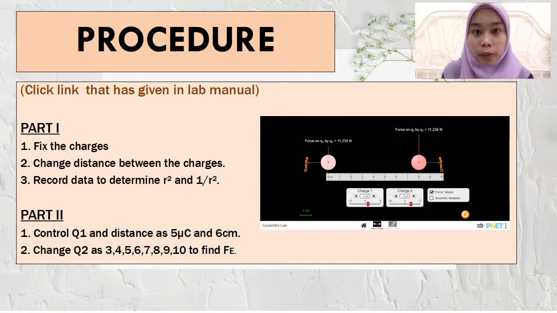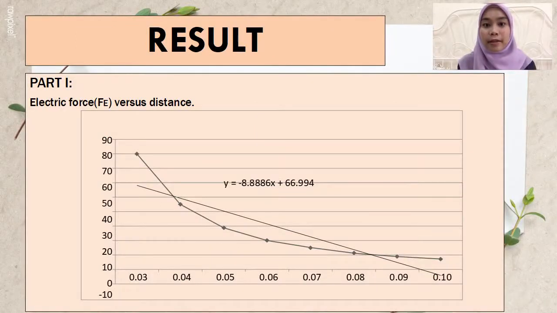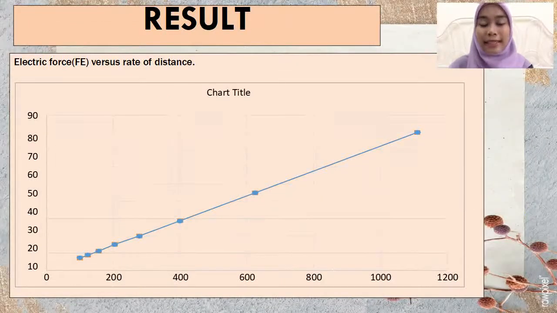Meanwhile, for part 2, we have to control charge 1 and the distance between the 2 charges as 5 microcoulomb and 6 cm. Then charge 2 will be changed from 3 until 10 to find the electric force. For data 1, based on the graph of electric force versus distance, we know that the higher the distance, the lower the electric force. While this graph shows electric force versus rate of distance, we can see that the higher the rate of distance, the higher the electric force.